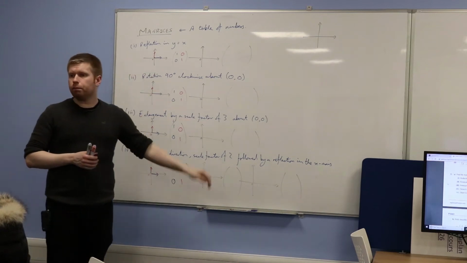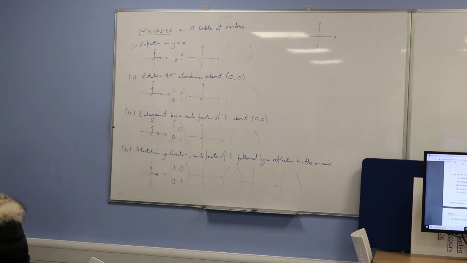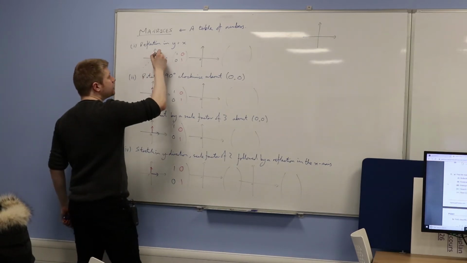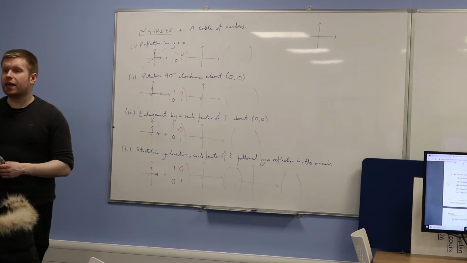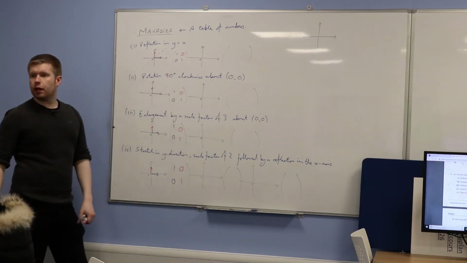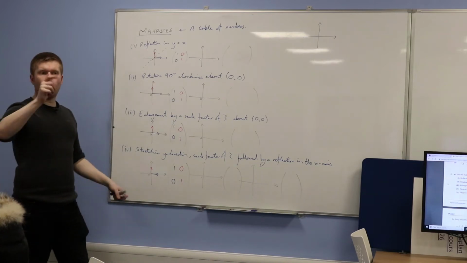If you have a look at the first one, all we need to do is reflect in the line y equals x. You happy the line y equals x looks like this? So on the left-hand side, I've drawn i and j as they stand, so (1, 0) and (0, 1), and I've got the identity matrix there. What happens if I reflect them in the line y equals x?